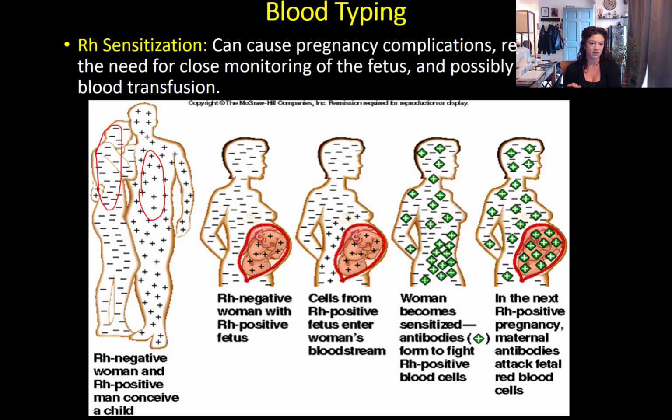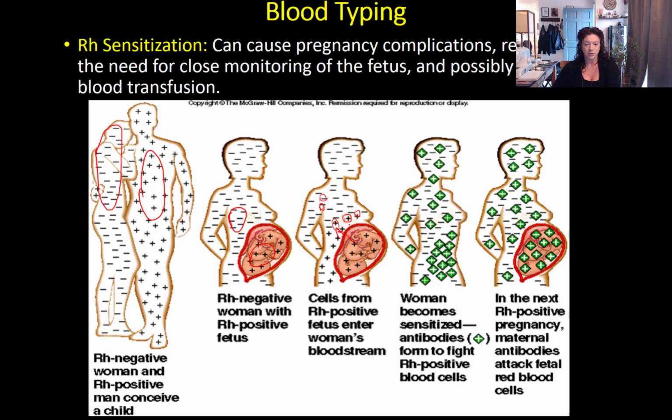Here's our negative female. She is pregnant. The baby, the fetus, has received the gene from the father for Rh factor, meaning the fetus has that Rh protein just like its father. It's Rh positive, even though the mother is Rh negative. It's not uncommon for fetal cells to enter into the maternal system during pregnancy. Cells from the fetus can enter into the woman's body, introducing these Rh positive cells into her normally Rh negative bloodstream.